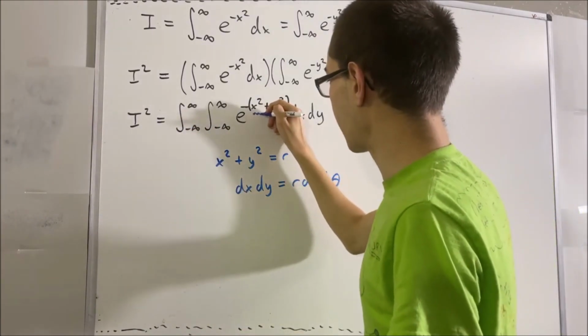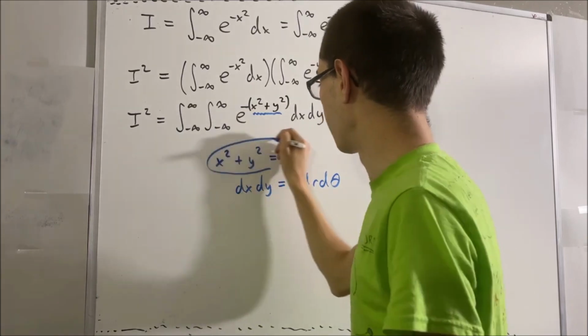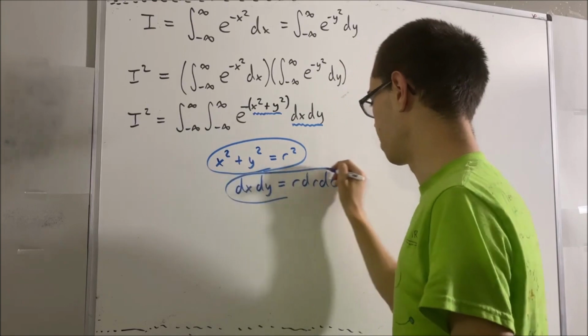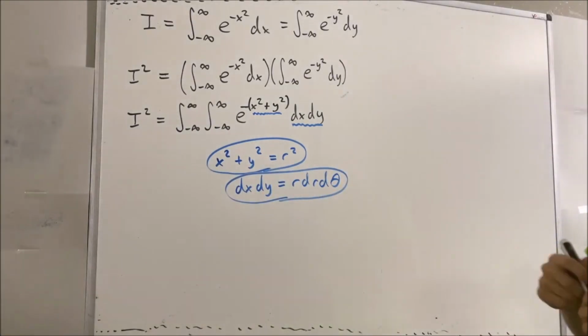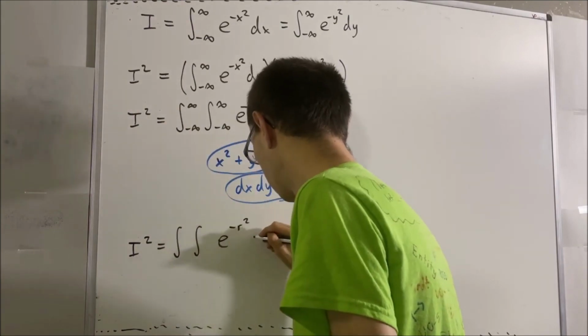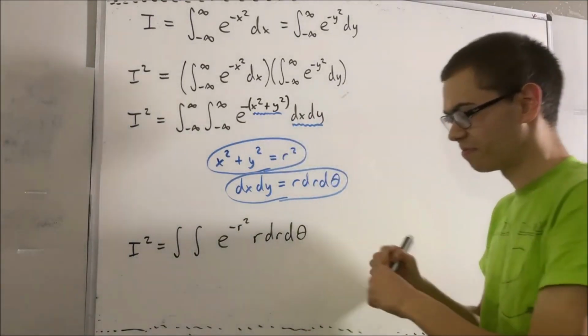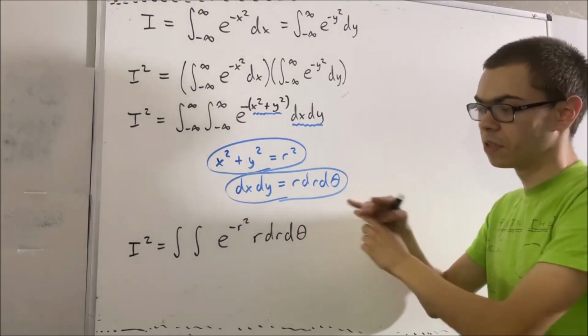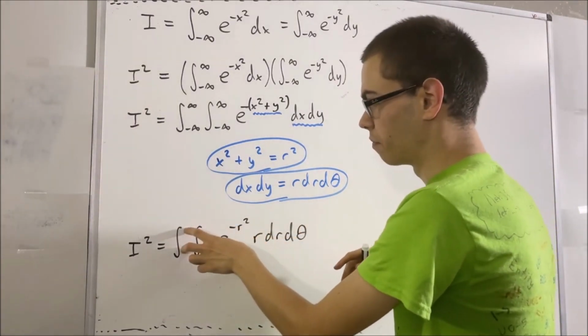We're going to replace the x squared plus y squared with r squared. We're going to replace the dx dy with r dr d theta. And if we do that, we will get something like this. But there's still one question that remains unanswered. What do our bounds of integration become?